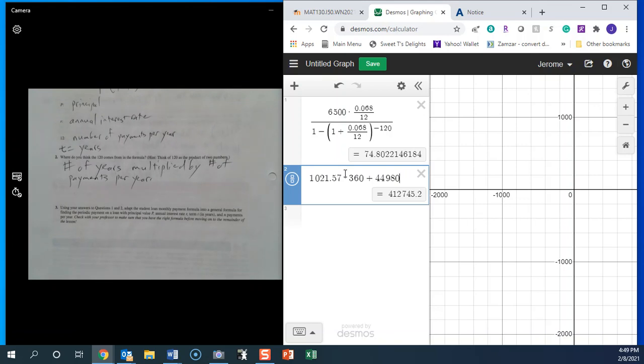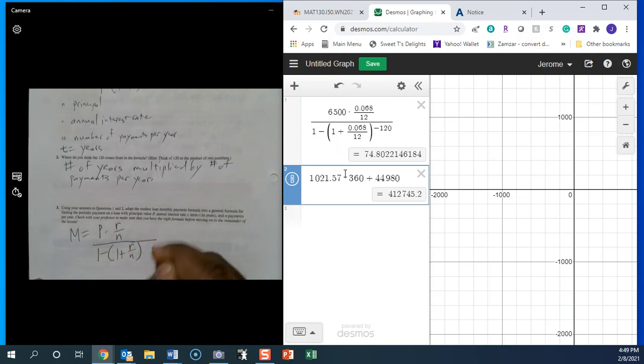Number 3, using your answers to questions 1 and 2, adapt the student loan monthly payment formula into a general formula. Okay, so basically they want us to rewrite this as a general formula. So it'll be M is equal to P times R over N divided by 1 minus 1 plus R over N to the negative NT power. Now we know N represents the number of payments per year, T represents the number of years, R is the annual interest rate, and P is the principal. So that's basically what they wanted us to do here.